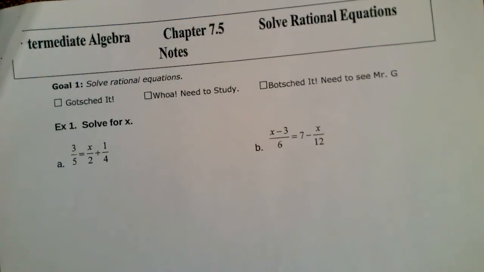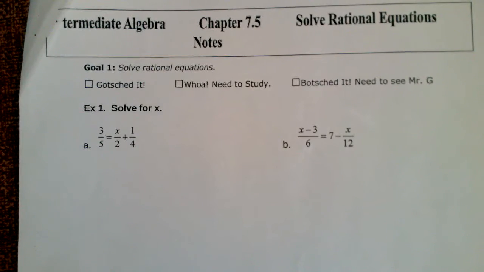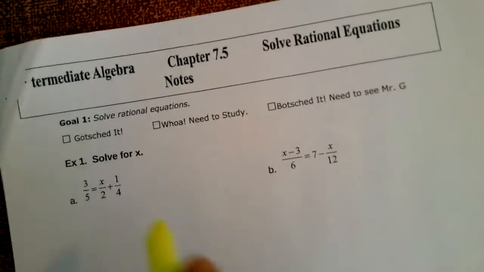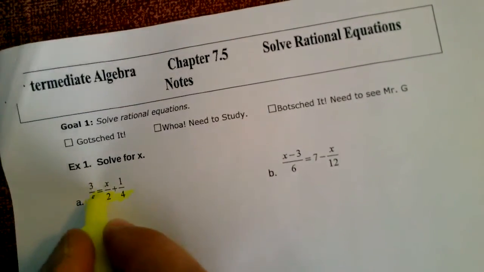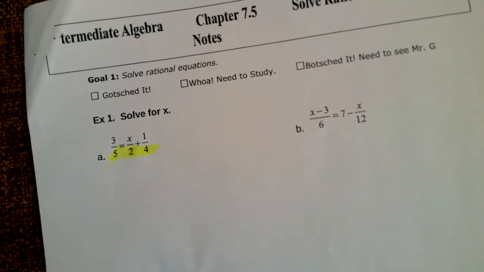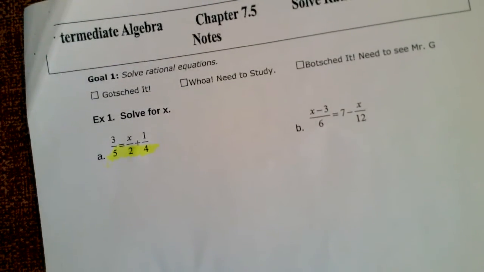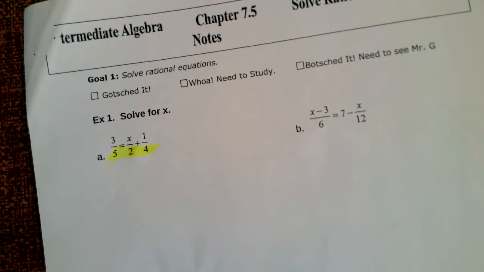All right, guys. So for today, we're going to do chapter 7.5, again, rational equations. Our goal for today is just to solve these things. We're going to solve for x in this case. And what we're dealing with, guys, is, dare I say, fractions. So we have a bunch of fractions, and we want to get rid of those fractions. We want to make this as easy as possible.